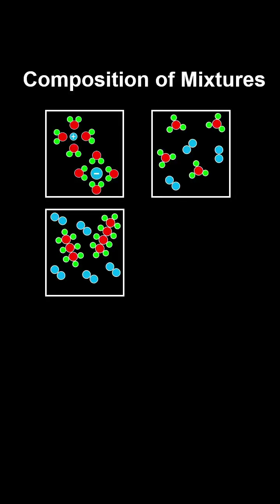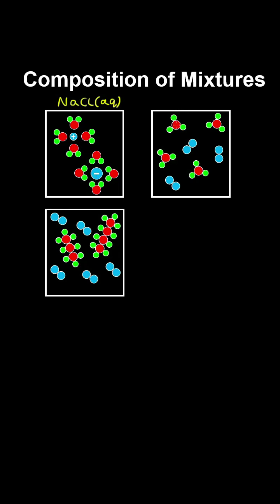As we've seen, pure substances contain molecules or formula units of a single type, whereas mixtures can contain molecules or formula units of more than one type, and their relative proportions can vary. So here's an example of table salt, or sodium chloride, dissolved in water. So effectively we have the water molecules surrounding the sodium and chlorine ions.